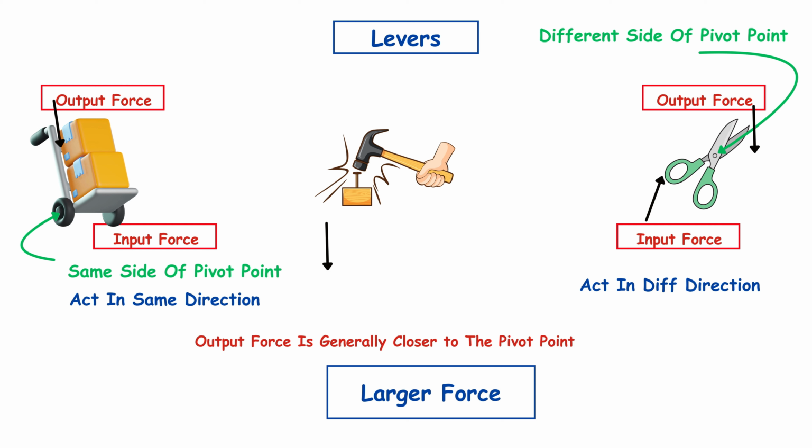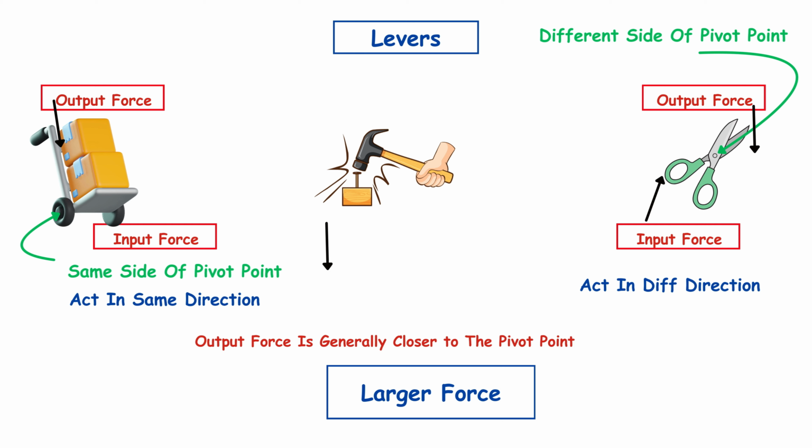What all levers have in common is that they are used to transmit the turning effect of a force from one location to another. In each case, we apply an input force at one point, and as a result, we get an output force somewhere else. There are two important observations we can make here. First, if the input and output forces are applied on opposite sides of the pivot point, as in the case of a pair of scissors, then they will act in opposite directions, with one acting upwards and the other acting downwards. On the other hand, if both the input and output forces are applied on the same side of the pivot, such as in the case of a wheelbarrow, then both forces act in the same direction, and in this example, they would both be acting upwards.